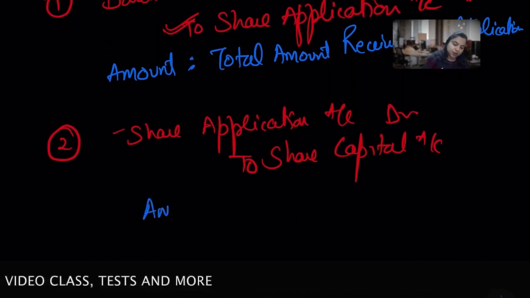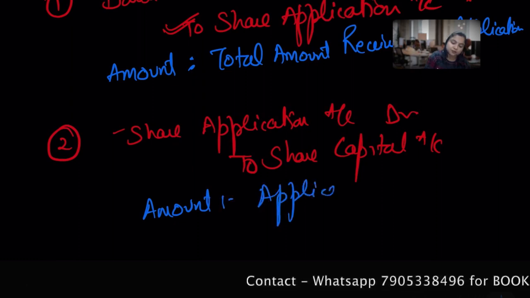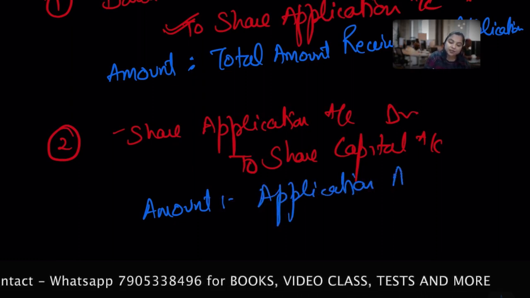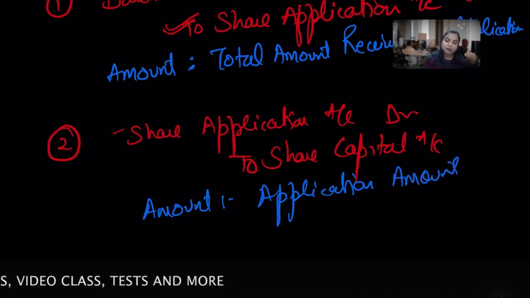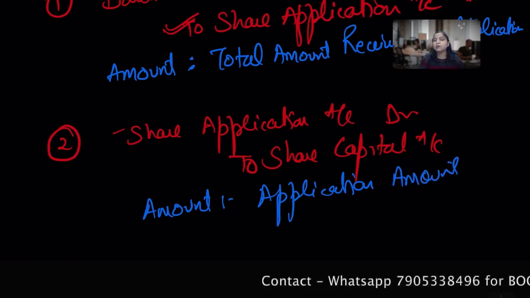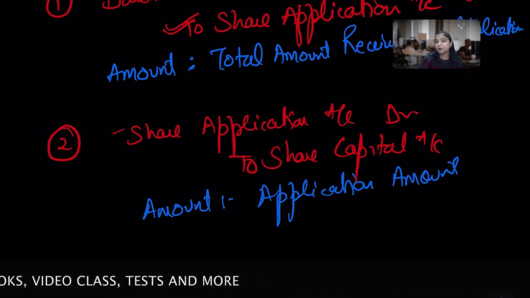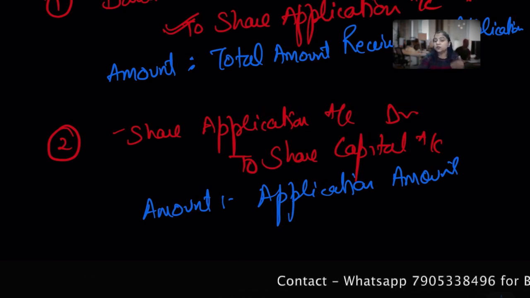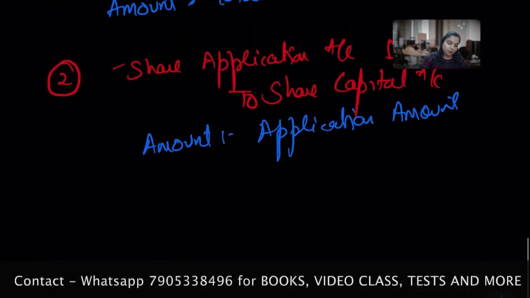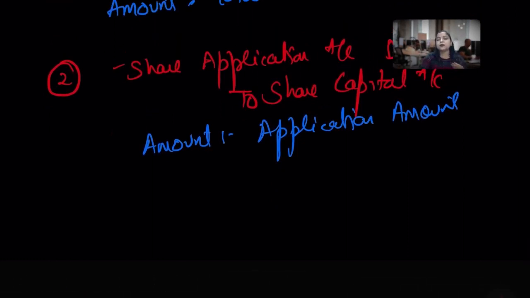So the amount is the application amount, right? Why I'm writing application amount is because sometimes when you go to a very difficult level, you receive two or three amounts together, or sometimes some extra amount. So you don't need to mention that extra amount here. You have to mention only the application amount, and the rest you have to carry forward to the installment. Okay, we'll discuss it when the time comes. I'm just giving you a brief outline here. So now I allotted the shares: share application account debit to share capital.